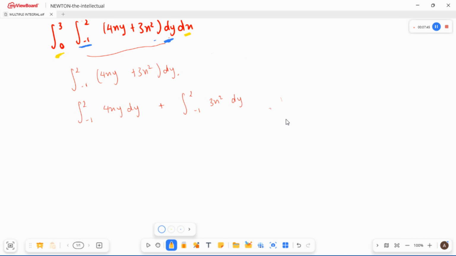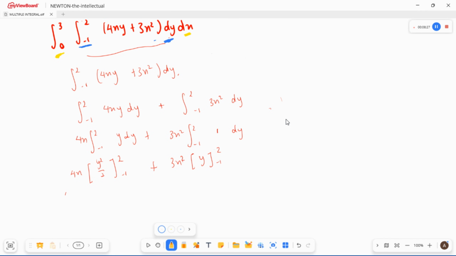Here, because 4x is a constant, because it is not y, any other letter apart from y becomes a constant. So we have 4x times the integral from -1 to 2 of y dy, plus here 3x squared is a constant, so we'll bring it out, then the integral from -1 to 2 of 1 dy, right? So now we begin to integrate. We have 4x times y squared over 2, because if we integrate y, we get y squared over 2, from -1 to 2. Then plus 3x squared, and when we integrate 1, we just get y, from -1 to 2.